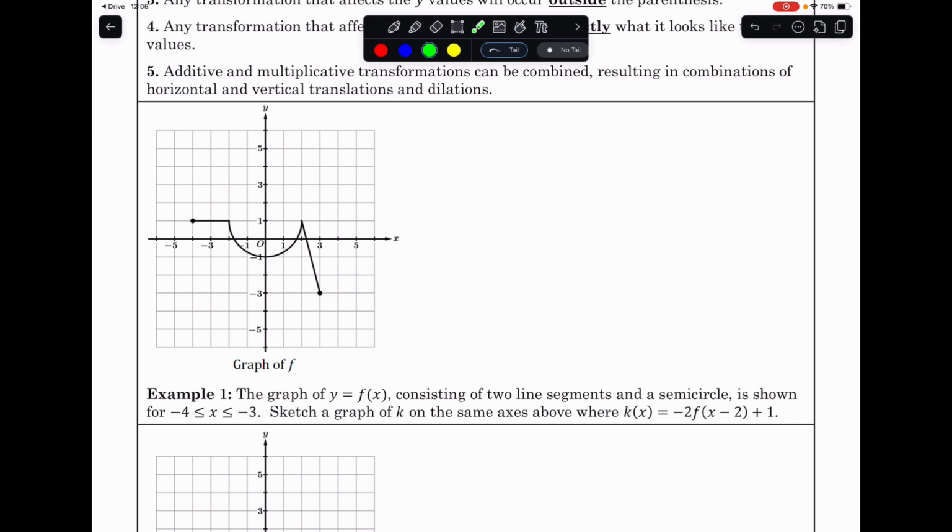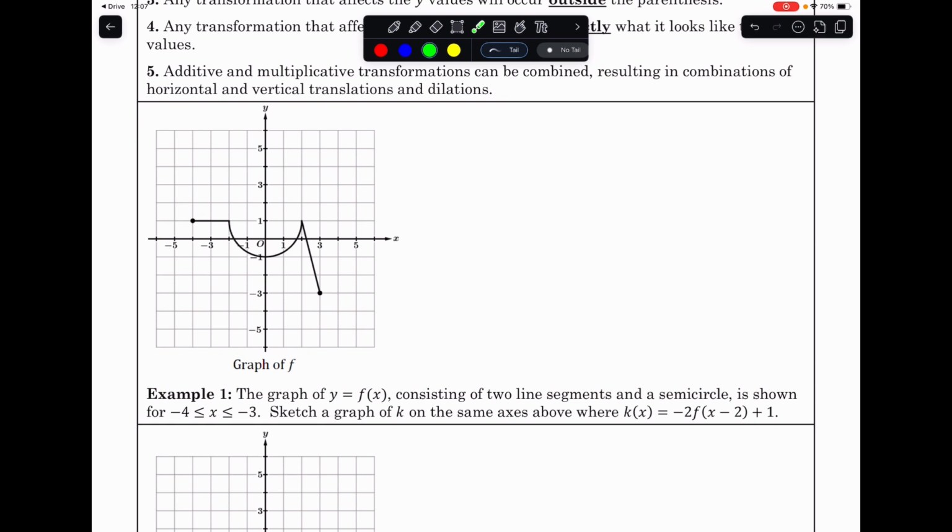And the graph of f exists by connecting two line segments, so this line segment and this line segment here, and a semicircle, this semicircle right there. It's shown to exist between -4 and -3, you see -4 and -3 for your x values. We want to sketch the graph of this new function we're going to call k by performing these operations to the function f. So let's take it one at a time.